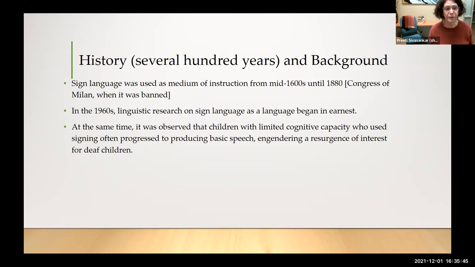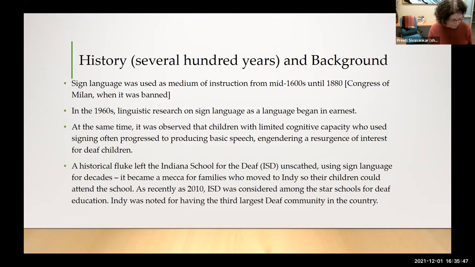And amazingly enough, a historical fluke, and you can ask me about this in the question session if we have time, left the Indiana School for the Deaf unscathed, using sign language for decades. And it became a mecca for families who moved to Indy so their children could attend the school there. As recently as 2010, ISD was considered among the star schools for deaf education. And Indianapolis was noted for having the third largest deaf community in the country.